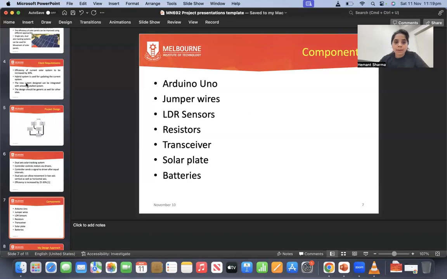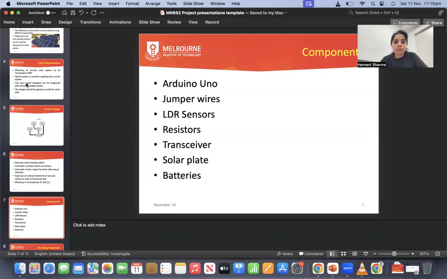Coming to the solar plate, the solar panel is used for producing electricity using solar energy. It converts solar energy into electricity. We are using the batteries for powering up the controller and the other sensors.